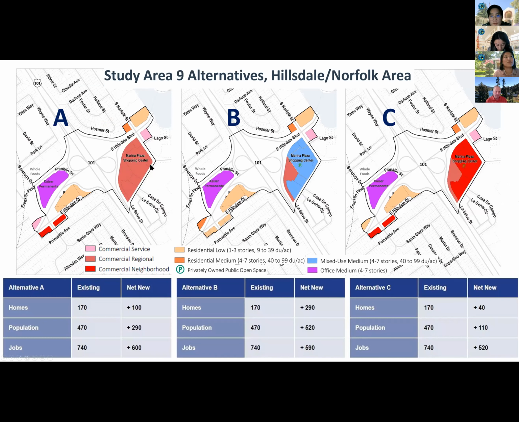The Marina Plaza Shopping Center, you'll notice between A, B, and C, there are different land uses being considered. A would look at commercial regional. That's a change from the existing neighborhood commercial. B would look at introducing a medium rise mixed use, that's the blue color, while also maintaining regional commercial use, which is this sort of gray red color. C would look at maintaining that red neighborhood commercial use, but introducing regional commercial use into the Marina Plaza Shopping Center.